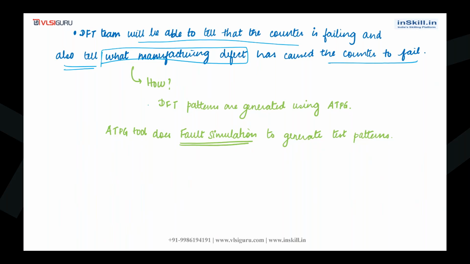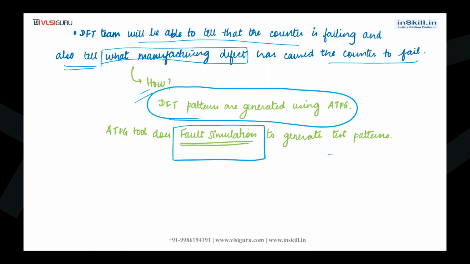So how are we able to tell what manufacturing defect has caused the counter to fail? It is because DFT patterns are generated using a process called ATPG. The ATPG tool does a process called fault simulation in order to generate the test patterns.